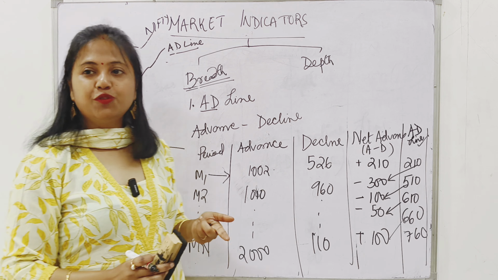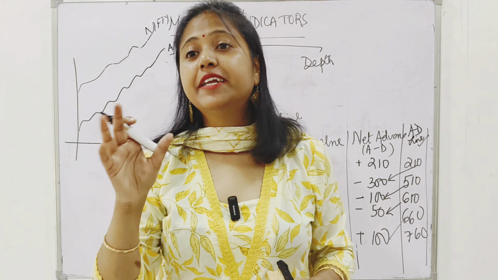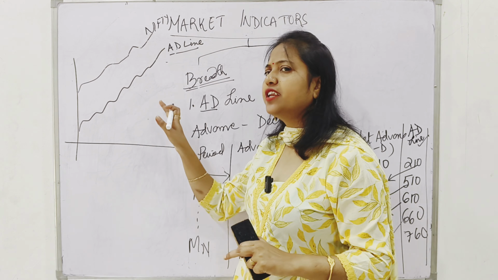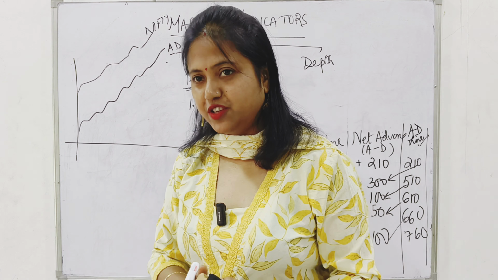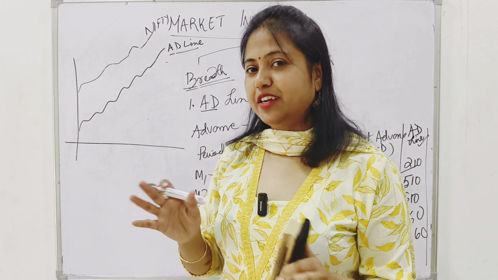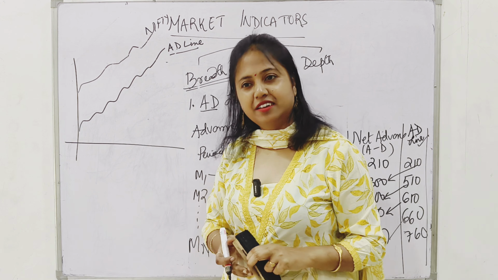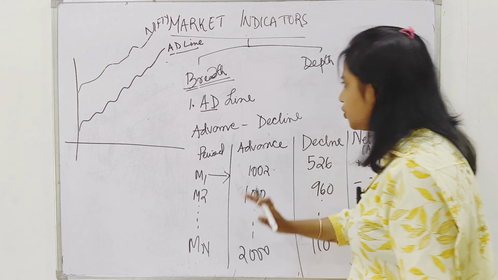So in the next video we will understand where there can be divergence. The purpose of the AD line is to identify the divergence. So friends, in the next video we will understand very clearly what divergence is. I hope you got the concept.